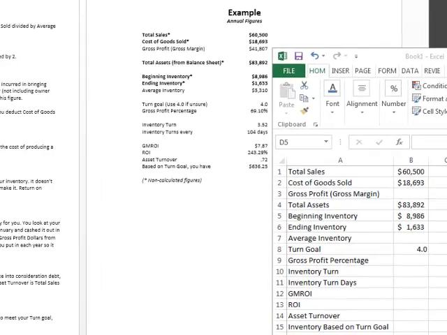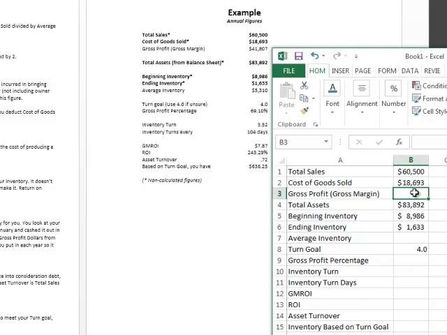So the first thing we want to do is list the items that are preset figures. So these are figures that we're not going to be calculating for our purposes today. Total sales, cost of goods sold, total assets, and beginning and ending inventory. We're also going to set our turn goal of 4 times. And what that means is that over the term that we're working with, and in this case we're going to be looking at annual figures, so a year, we want our inventory to turn 4 times or once per season.